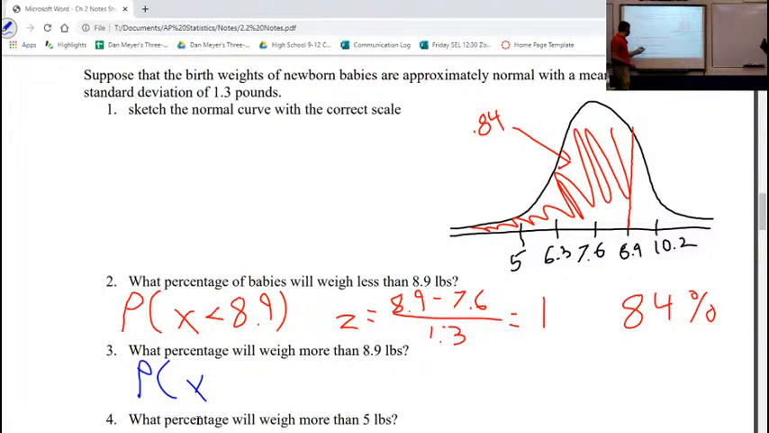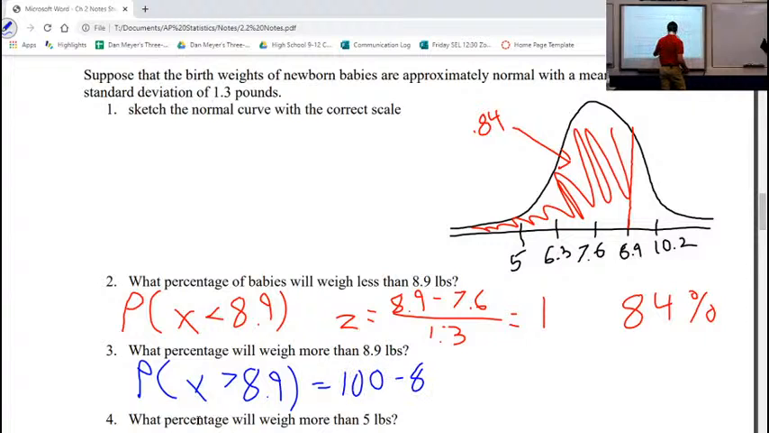Probability that X is greater than 8.9. So if I have 84% of them being less than 8.9, what percent are going to be greater than 8.9? It's going to be 16. We're going to take 100 minus 84, or 1 minus 0.84. 16%. It would be this area, everything to the right there.